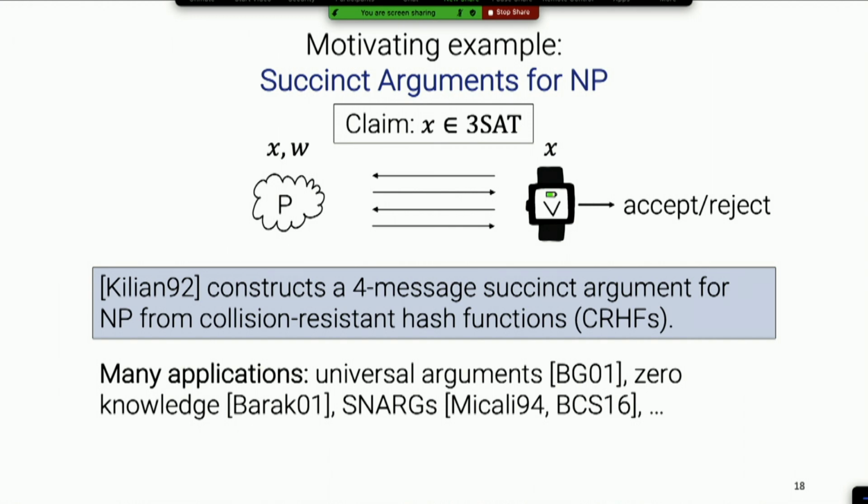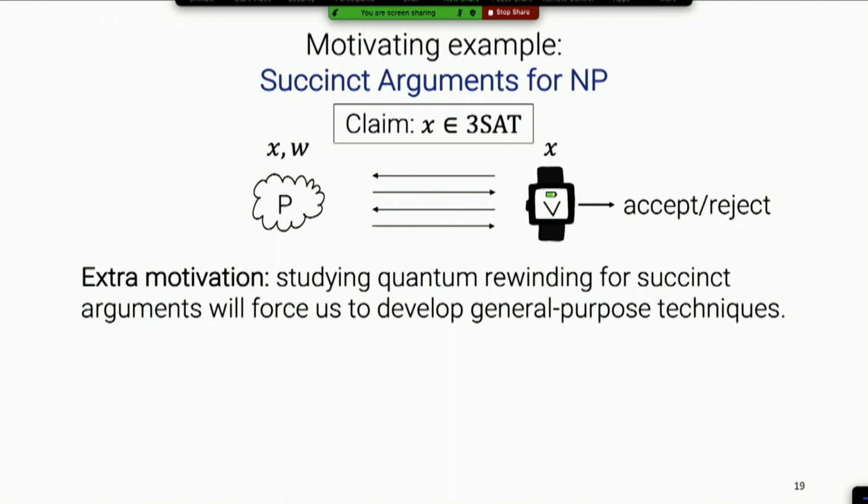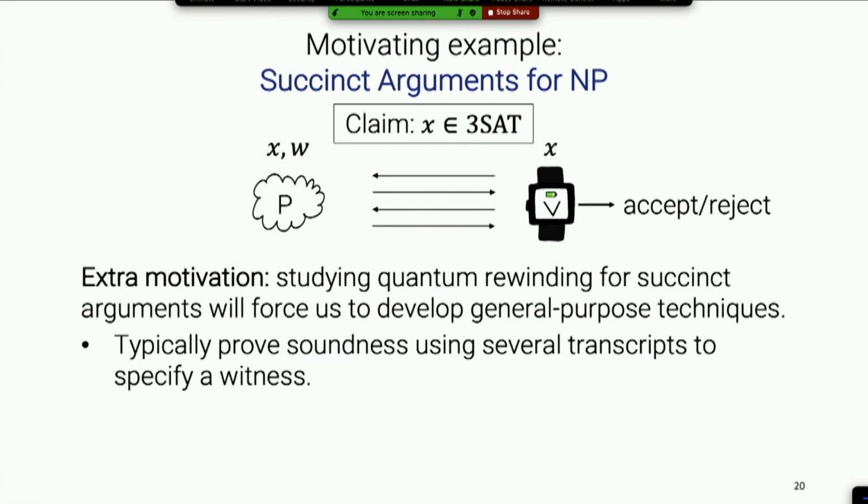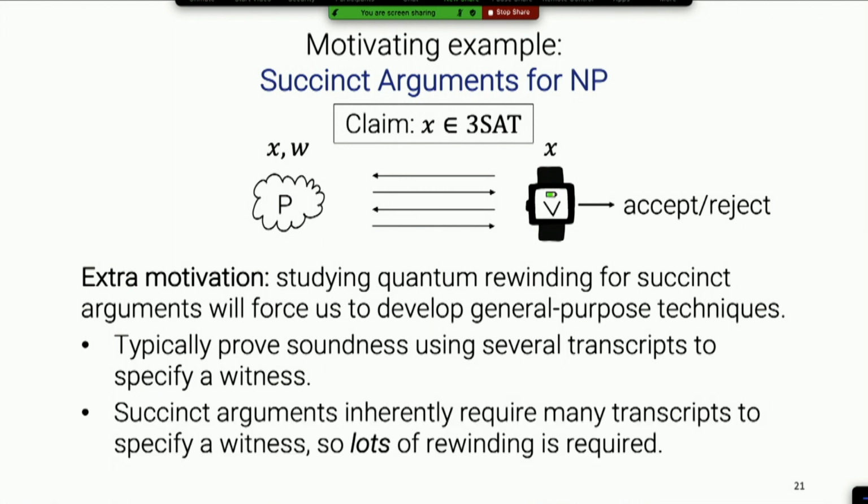Okay, so extra motivation for focusing on this, beyond the fact that we think succinct arguments are just important inherently, the reason we care about them from the quantum rewinding context is that studying succinct arguments is going to force us to develop general purpose techniques. So what I mean is that typically the way that we prove soundness is we're going to record several transcripts and use that to specify a witness. And by the very nature of the succinct argument, we have to record a lot of transcripts to get a witness, right? Each message is really short. It's polylog the witness length.